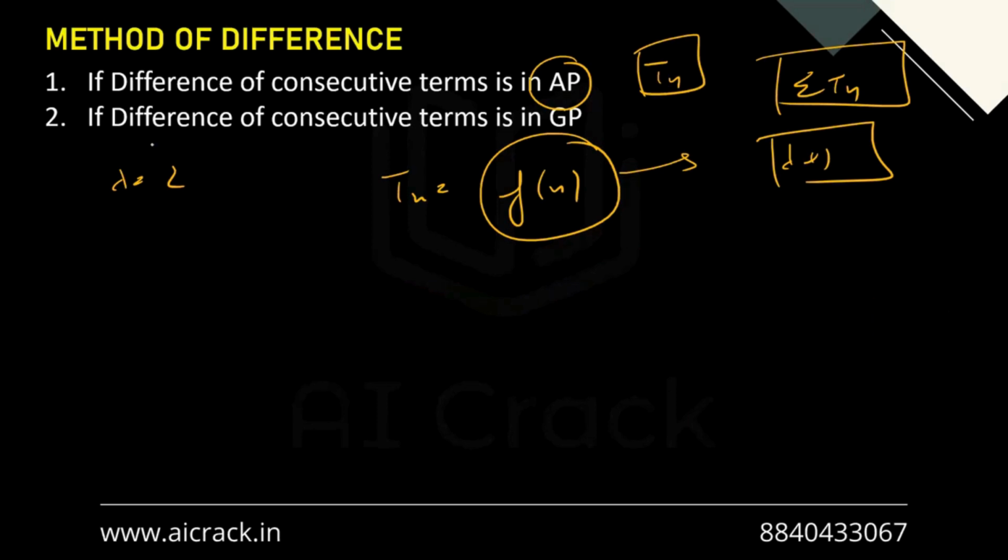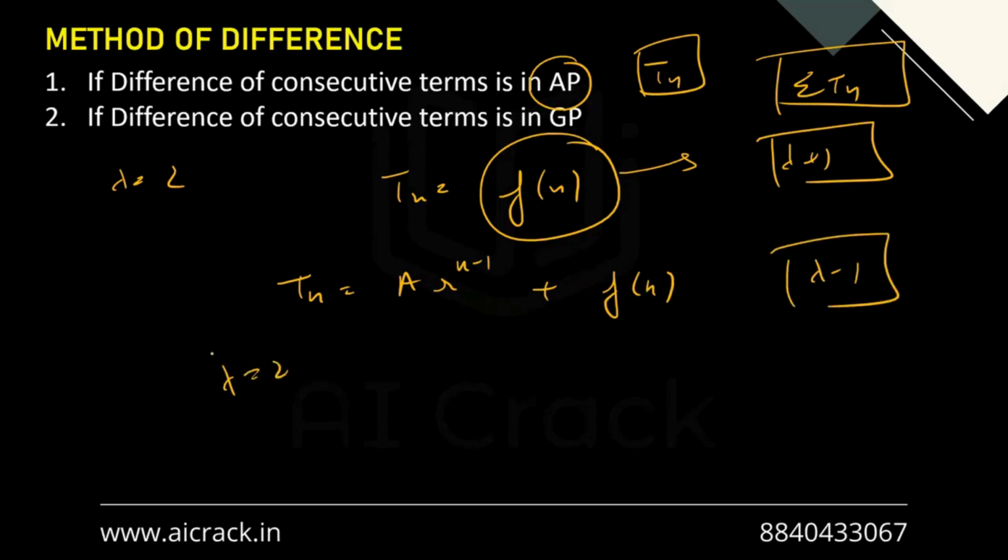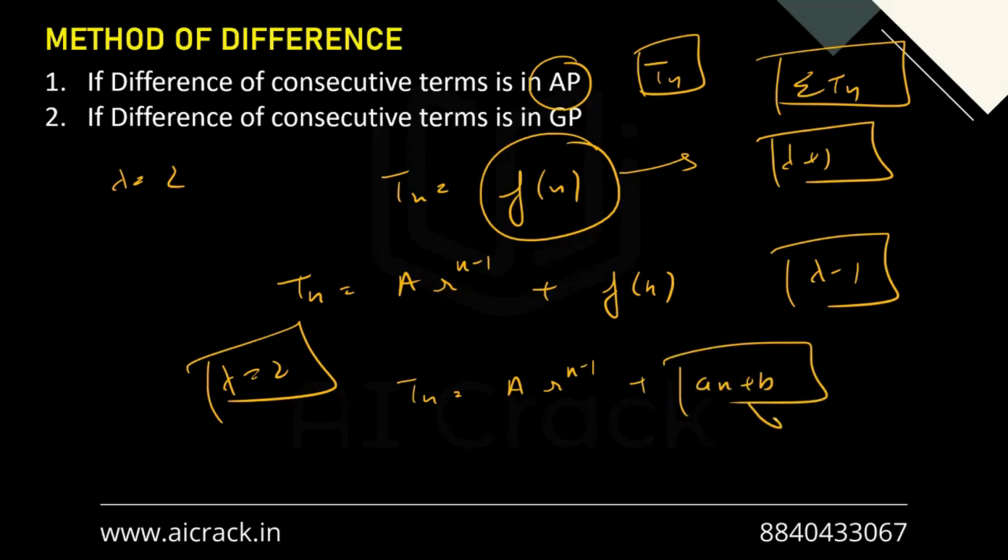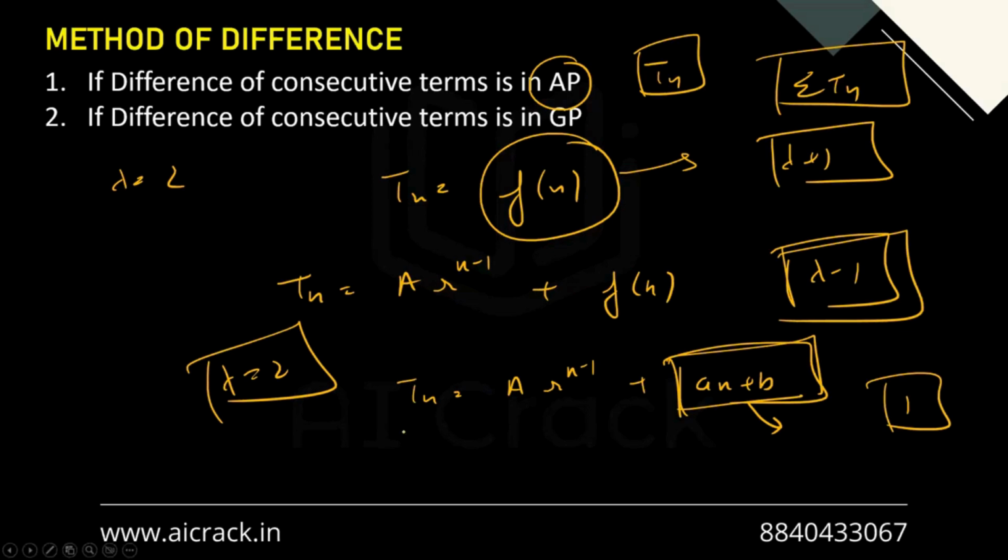Now, let's say the case is the difference of consecutive terms is in GP. In that case, Tn would be defined as some constant multiplied by r, the common ratio of that GP, raised to n minus 1, plus a function in terms of n with a degree lambda minus 1. So let's say lambda equals 2 over here. In that case, Tn would be ar raised to n minus 1 plus an plus b. This is a linear polynomial of degree 1, right? Because we have lambda equals 2, so degree should be 1. So this is how you have to define Tn, and then you have to find out sigma Tn.